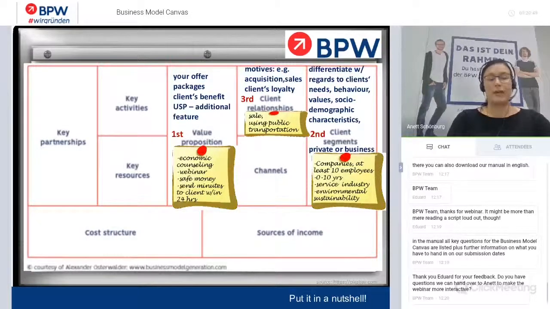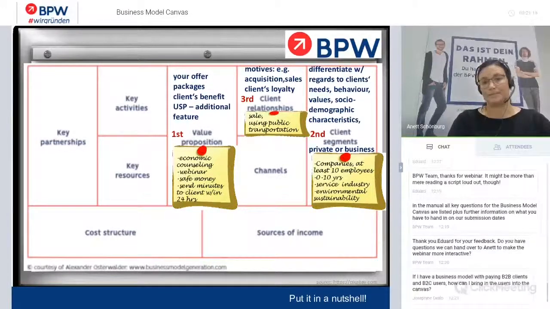In our example, for economic counseling, the core client relationship is to sell the service to our clients from the service industry. It is important to the client that we use public transportation whenever possible and think beforehand if a printed version is really needed. We already found this out when we analyzed that client group in component 2, the client segment.